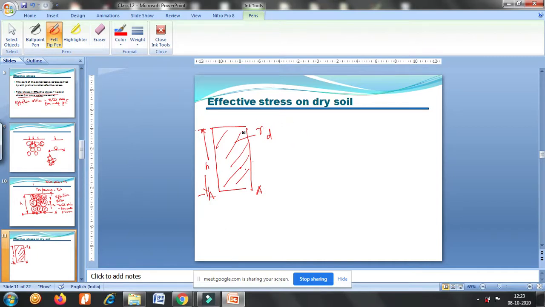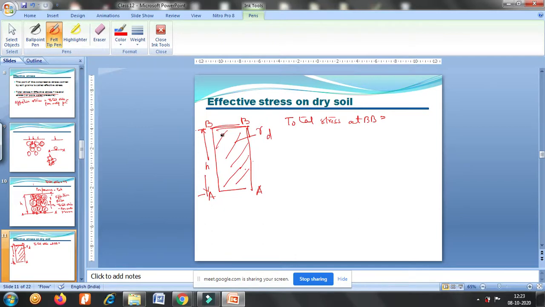So what is the total stress at the surface, at the level BB? Total stress at BB is equal to how much? This is the top of the soil surface. This one is the top, so there is no soil above this one. So what is the total stress over here?